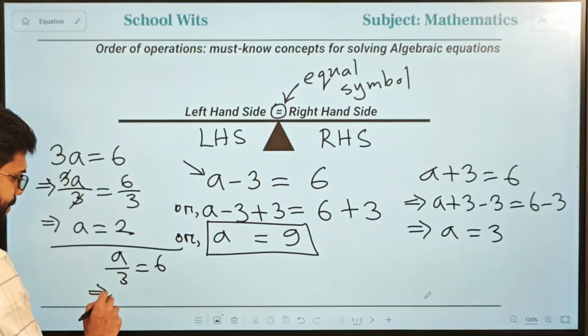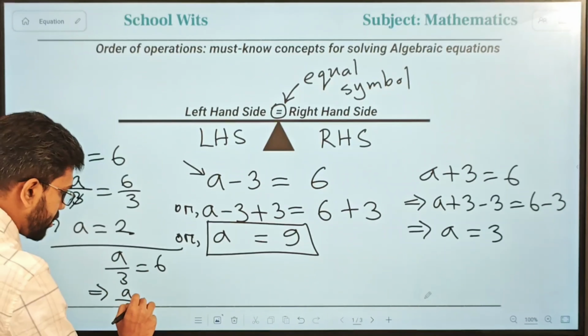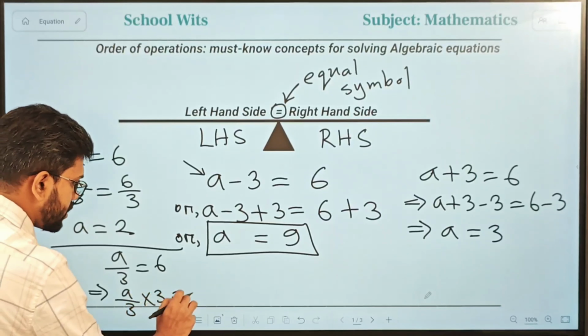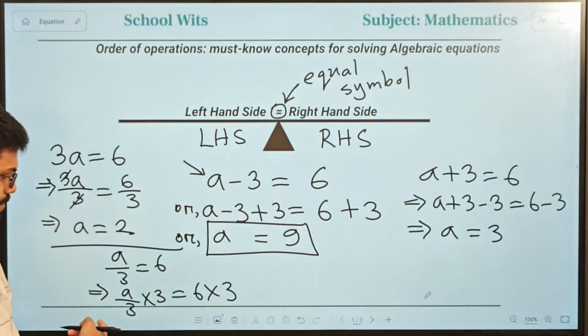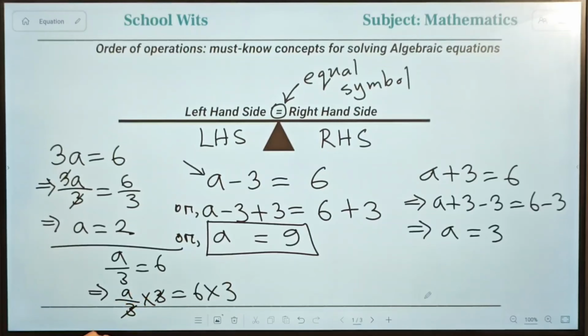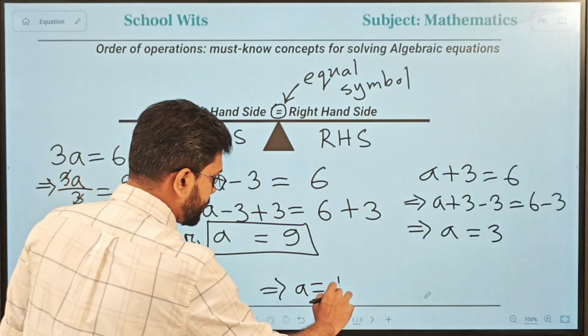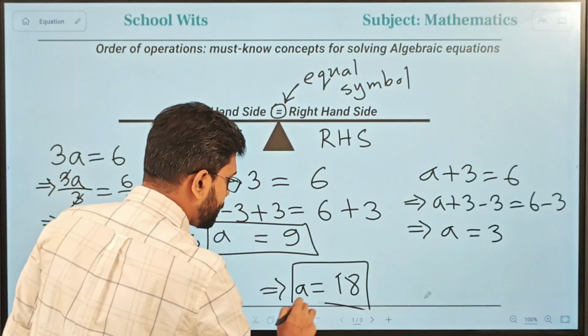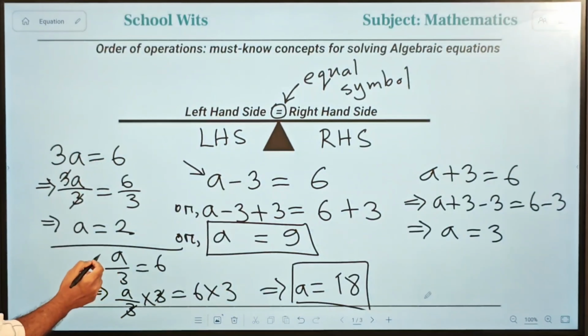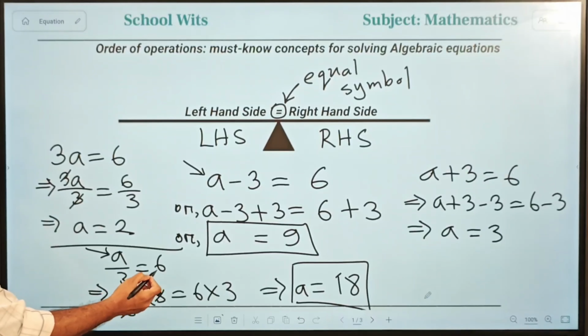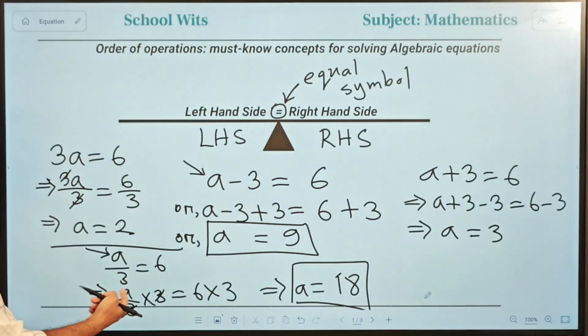And if we look into a division example, let's say a by 3 equal to 6. To isolate a, we multiply: a by 3 multiplied by 3, 6 multiplied by 3, we can see that 3 and 3 get cancelled out. a equals to 3 sixes are 18. So what number divided by 3 gives you 6? 18 divided by 3 gives you 6.